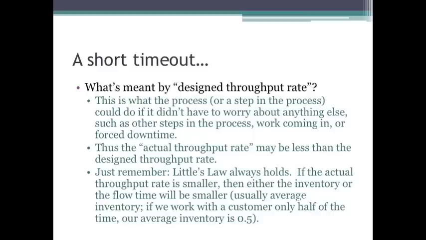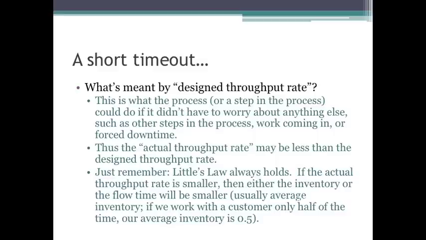So I just want to clarify again what's meant by designed throughput rate. Design throughput rate is what the process could do, or what a step in the process could do, if it didn't have to worry about anything else. If it didn't have to worry about being starved, didn't have to worry about being blocked, didn't have to worry about anything, could just work and wasn't being stopped by anything. That's a designed throughput rate. So our actual throughput rate, how much it's actually getting done, well, this could be less than that. That may be less than the design throughput rate.